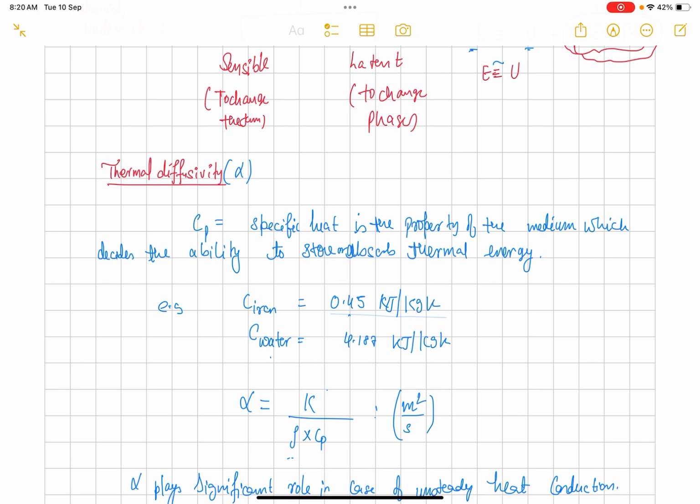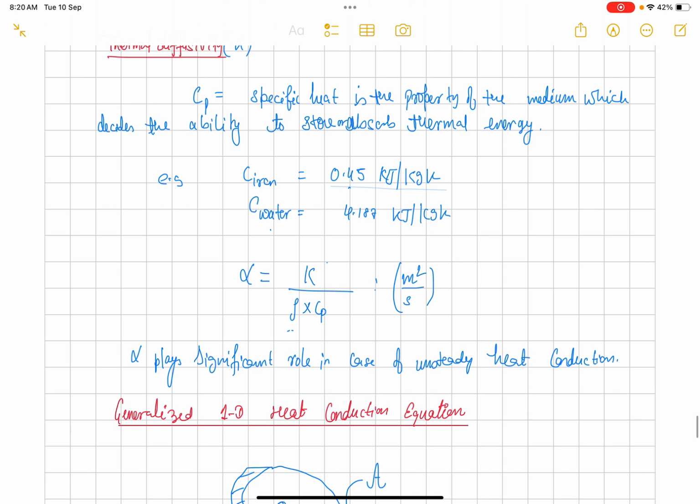So thermal diffusivity plays a significant role in the case of unsteady heat conduction. It decides the ability of the material to respond to thermal effects. The higher the value, the faster the response of the thermal system.